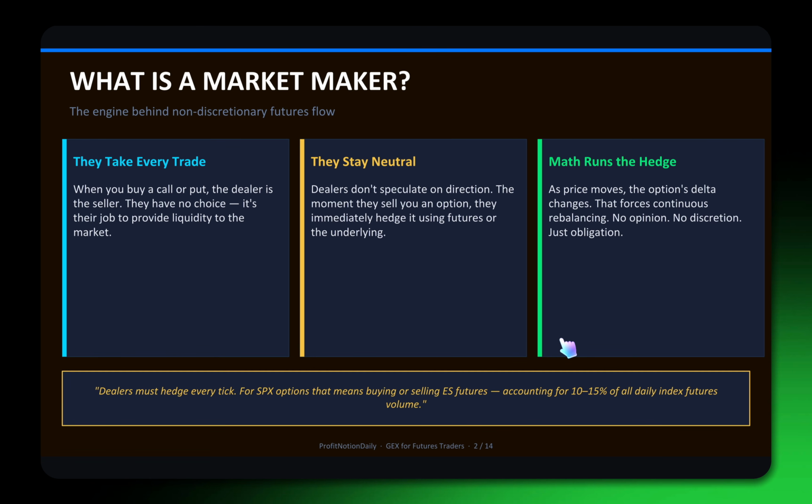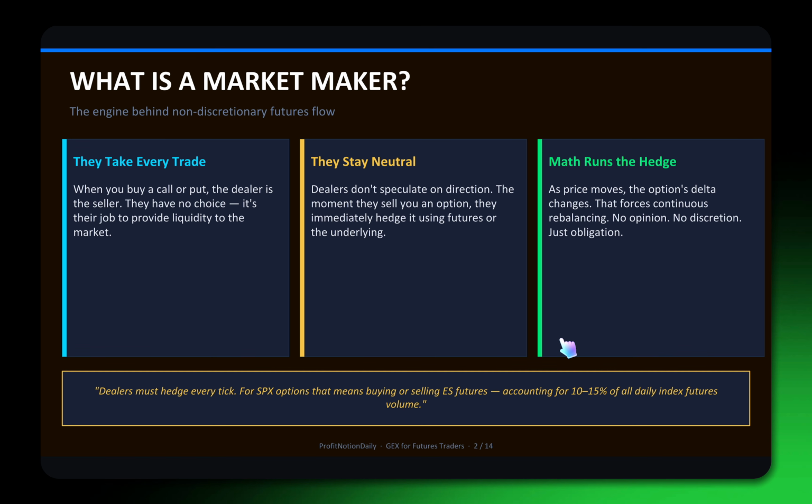So the first concept is a market maker. You might also hear them called dealers. They're options dealers, and their job is basically to take every trade. If you buy a call or a put, they have to sell you that call or put. That's their job. They don't have a choice. They're making the market. And their whole job is to just stay neutral. They don't care if prices go up, they don't care if prices go down.